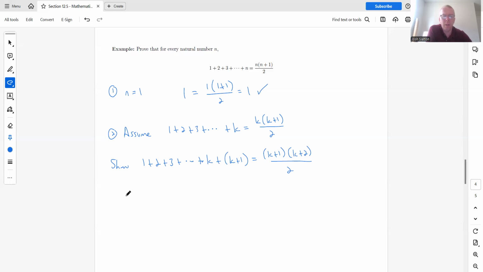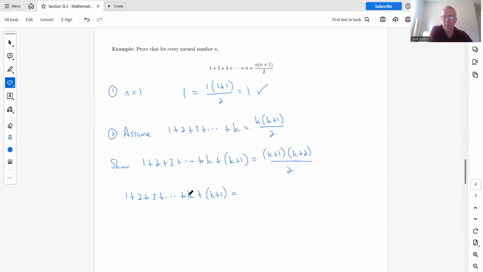So we start with the left side and see if you can manipulate it, rearrange it, however you want to say it, and turn it into the right side. So we're going to start over here. We're just going to do some algebra and see if we can turn this into this side over here.